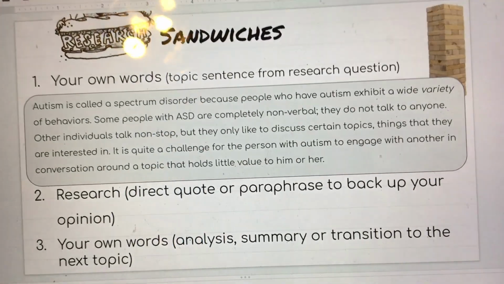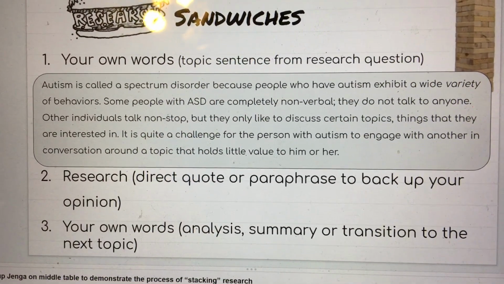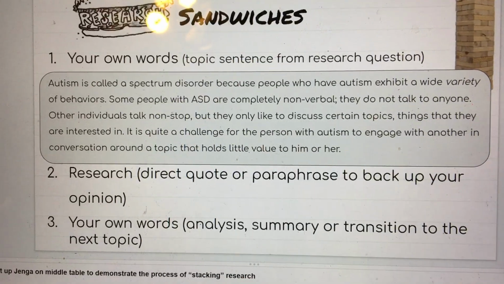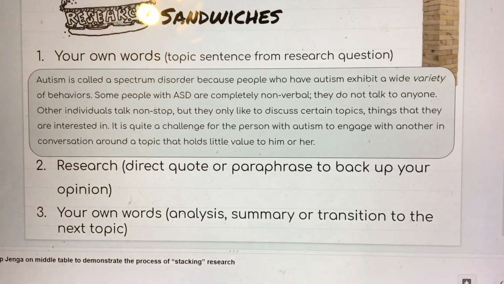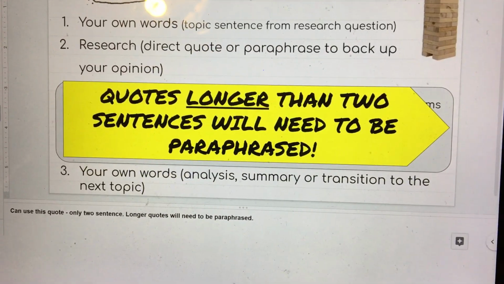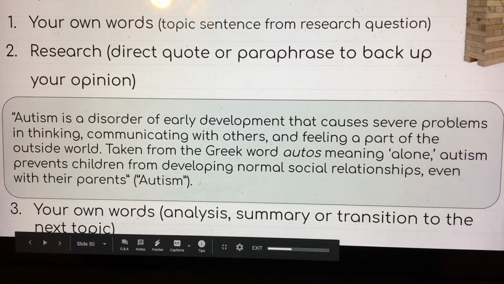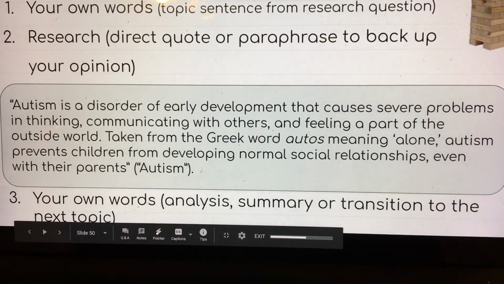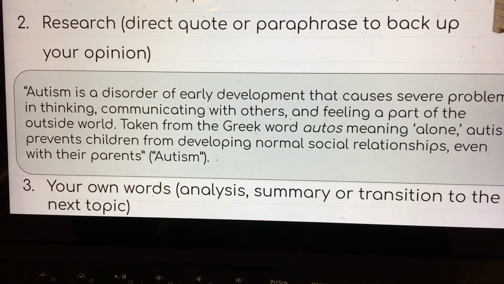You can see that in my own words, I'm setting up, based off of my research question, what is autism? Then I'm going to the research itself, which I need to go into full mode to show you because I have it animated. There is my research quote. Now it's 2 sentences, so I'm directly quoting it word for word.